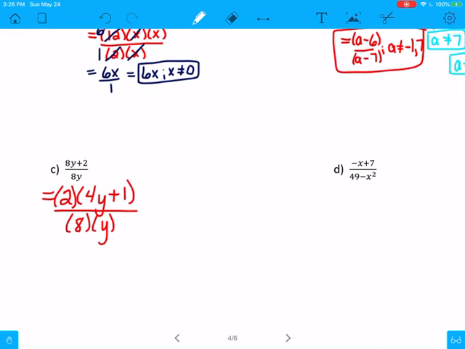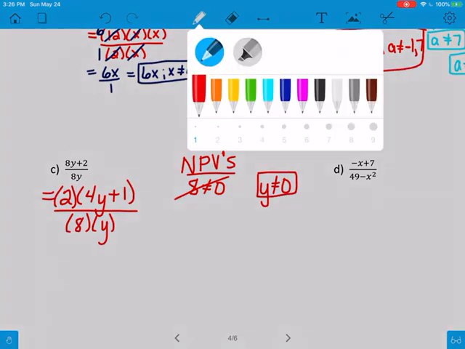Step 2, non-permissible values. So I take my brackets and I set them not equal to 0. Only the denominator ones though, right? So I go 8 cannot equal 0. y cannot equal 0. 8 cannot equal 0 doesn't get me an NPV. It's just correct. y cannot equal 0 is my only non-permissible value. Then I say, can I cancel anything off?